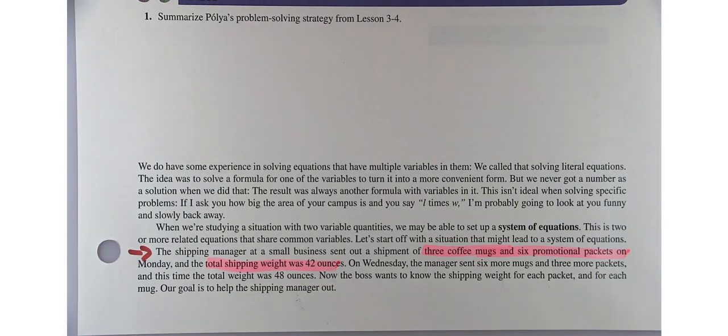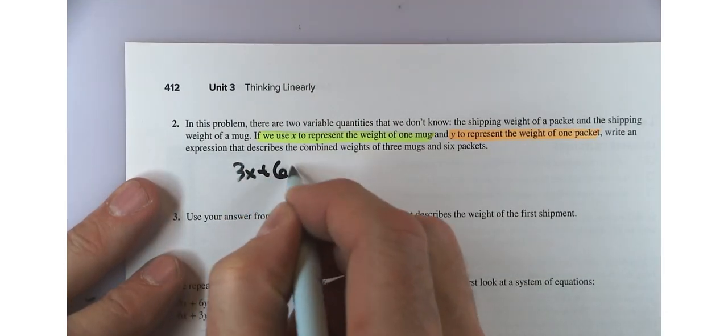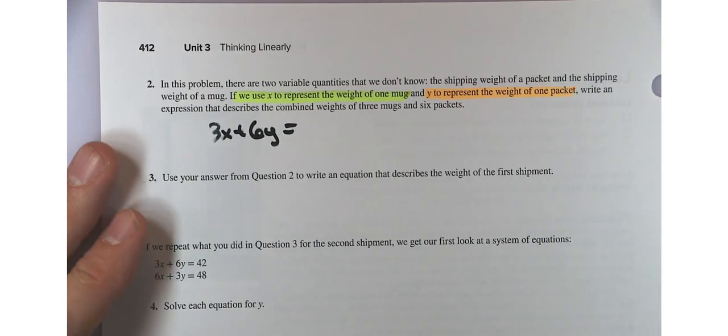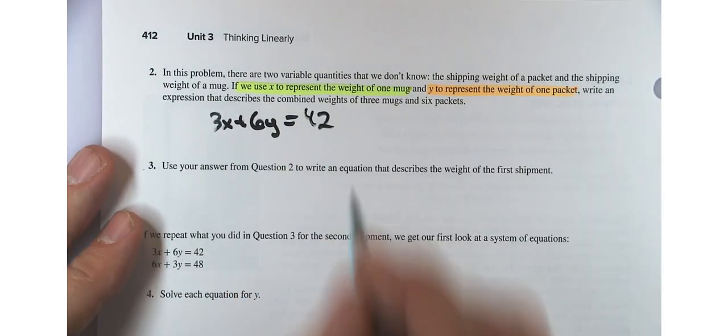What equation am I going to write there, assuming that x is the weight of the coffee mugs and y is the weight of the packets? Who's got my back here? 3x plus 6y. Good. 3x plus 6y. And what's that going to equal? 42 ounces. Nice.